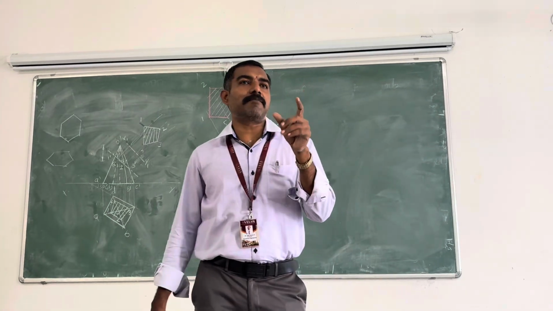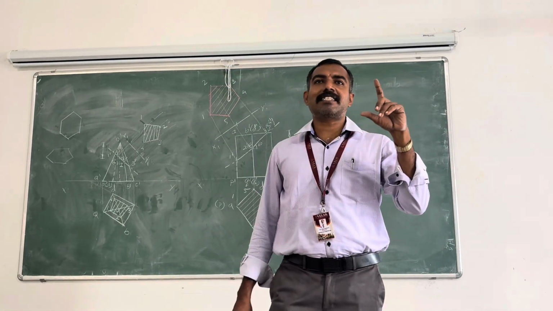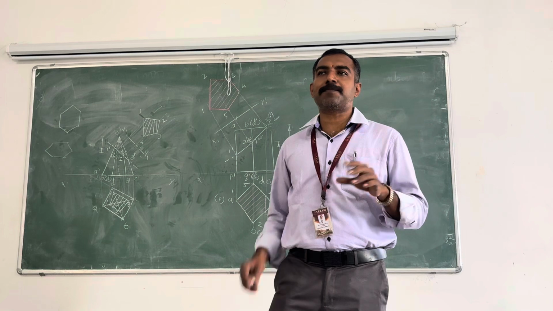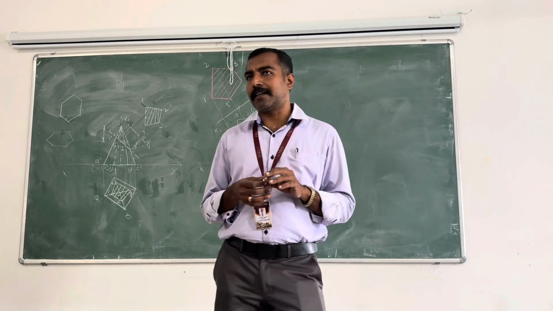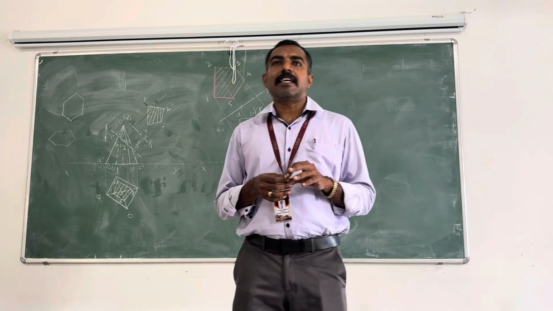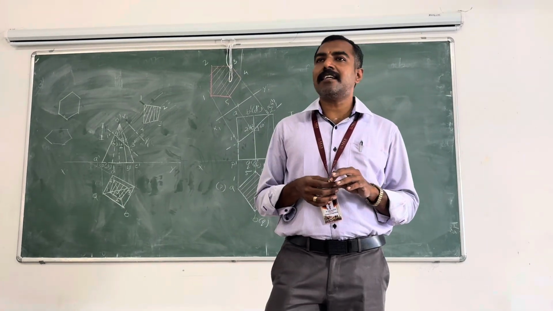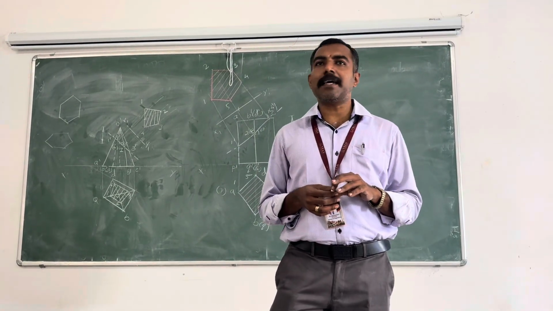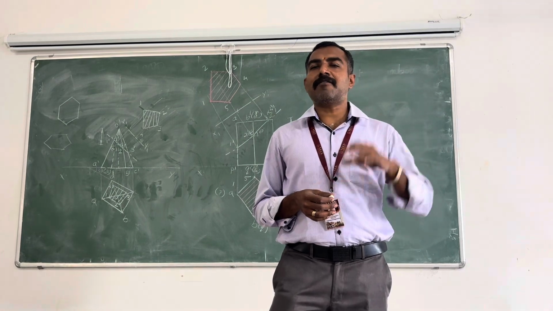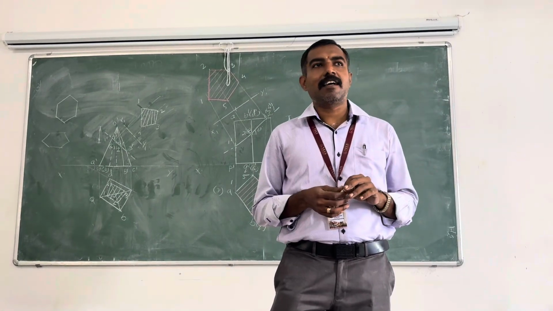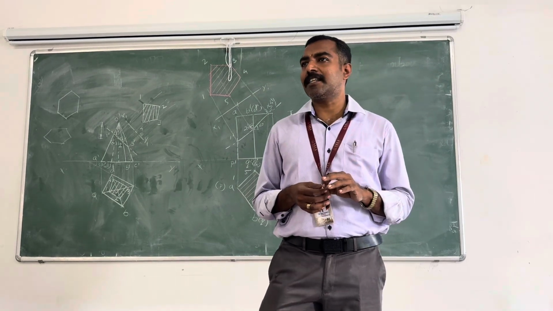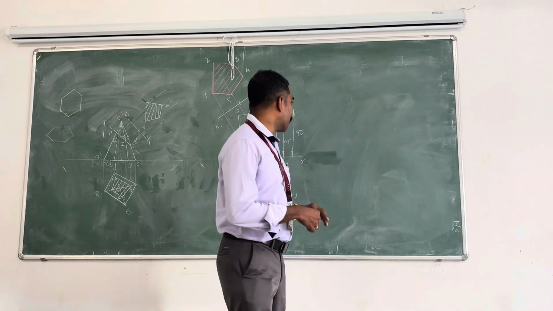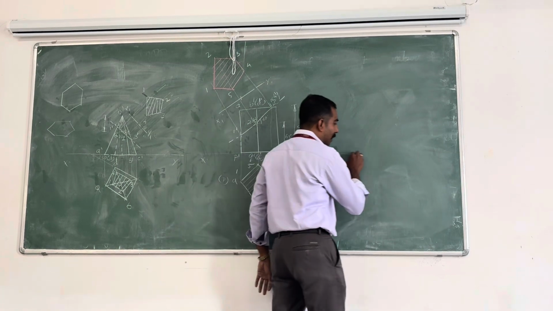A hexagonal prism, base side 30 mm, axis 60 mm, resting on HP with two of its base sides perpendicular to VP. It is cut by a plane inclined 50 degrees to HP and 12 mm from the top base. Draw its front view, top view and true shape of the section. This is the problem. So first we will draw the projection of the solid.